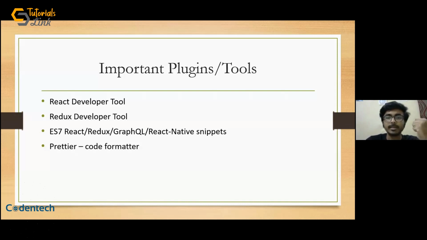Moving on, important plugins and tools. So these are a few tools which I use in React. There is React Developer Tool, then Redux Developer Tool, ES7 React, Redux GraphQL, React Native Snippets, Prettier. If you are working with HTML, CSS, the last two you must be familiar with. Still, let me say Prettier formats the code and makes it look beautiful. ES7 React Snippets helps you quickly generate some useful snippets.